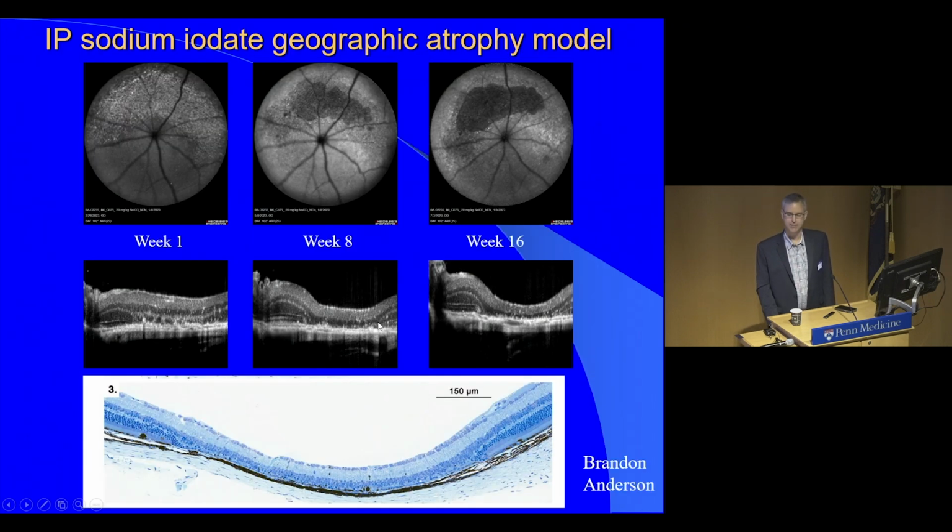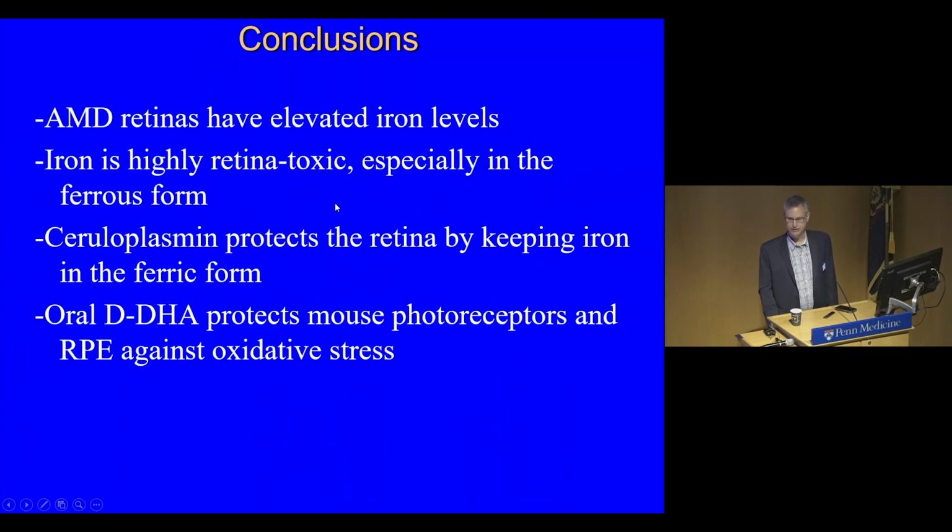We wanted to create a mouse model of this to test the deuterated DHA. So Brandon Anderson injected a chemical oxidant called sodium iodate and then observed just fortuitously that in certain mice with a certain dose, he gets an area of atrophy that then expands over time. So we're now going to use this model, treating the mice only after they've developed the initial area of atrophy to see if the deuterated DHA can prevent the expansion of the atrophy.